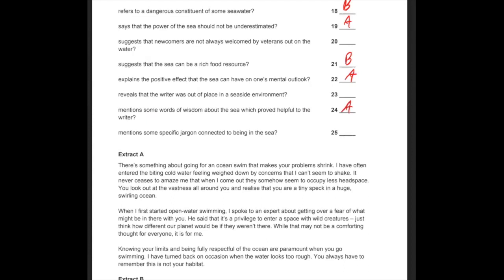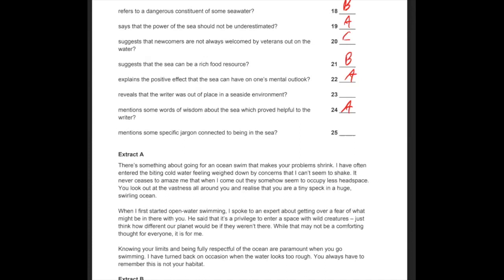Suggests that newcomers are not always welcomed by veterans. Yeah, that's right, right? We're talking about the surfers who were not always welcoming of new surfers. The only time which they actually get angry, right? So the times where they are unwelcoming is when you cut them off, right? So this extract does talk about that.